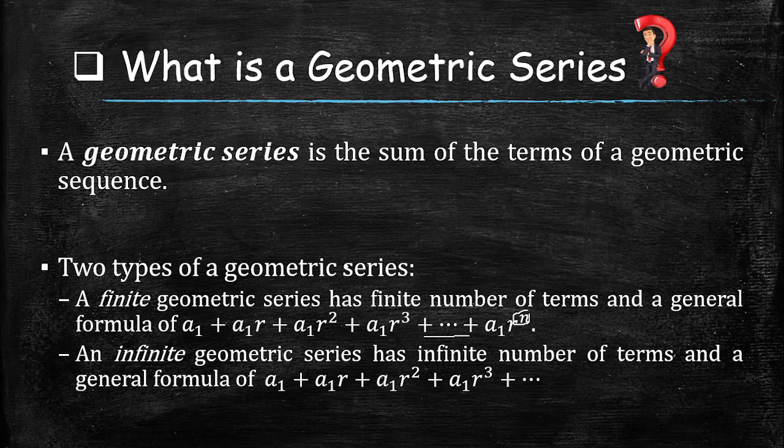Pag sinabi naman natin infinite geometric series, it has an infinite number of terms or based from the word infinite, unlimited siya or endless. For example, in this general formula niya ng infinite geometric series, we have here plus so on and so forth. It means infinity. Hindi natin alam or alam natin na wala siyang ending. Pero pwede siyang ma-solve. So later na lang kung ano yung formula ng finite geometric series at formula para kay infinite geometric series. Let's continue.